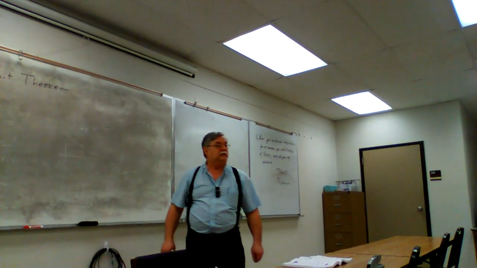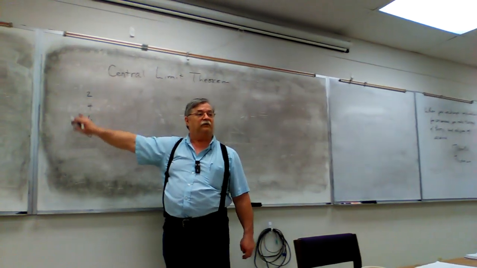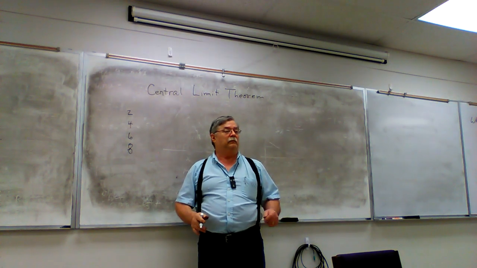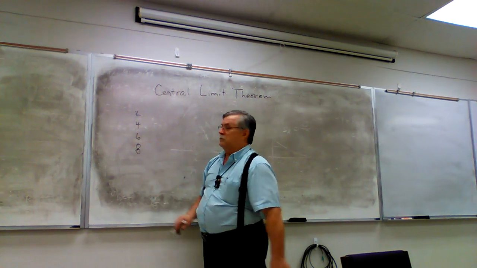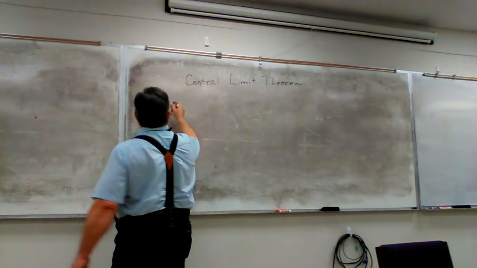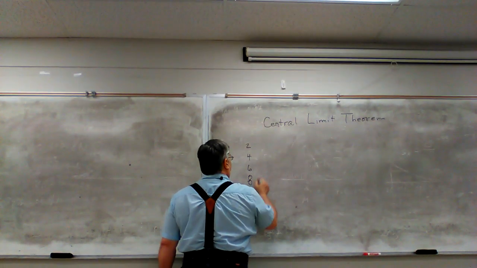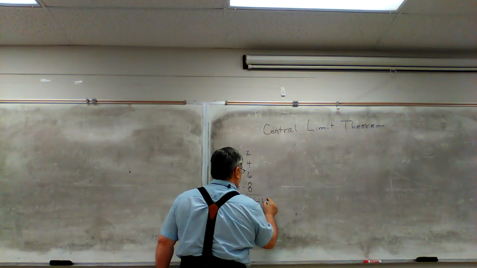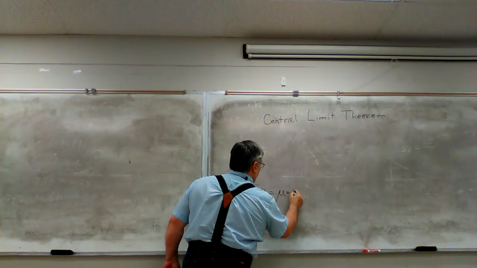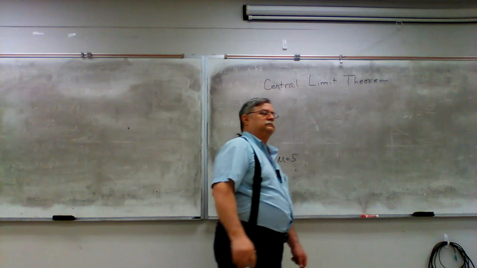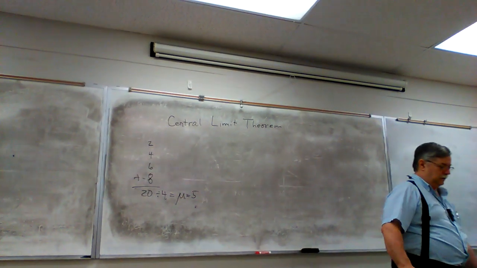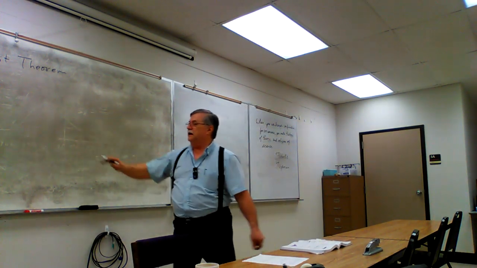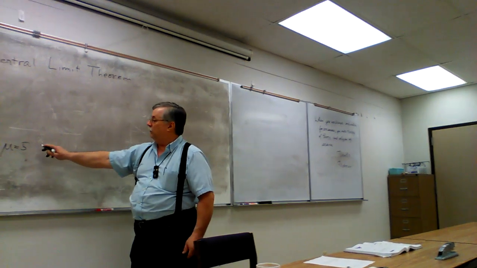So, what's the mean of this population? Because this is a population. Remember, a population doesn't have to be huge. It just has to be every possible member. Okay? So what's the mean of this? 2 plus 4 is 6, plus 6 is 12, plus 8 is 20. 20 divided by 4 equals 5. Oh, I hope I got that right. Yes. That's the mean of the population. That is the actual parameter.